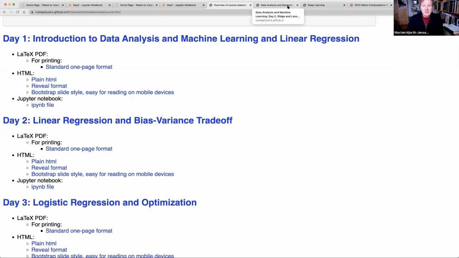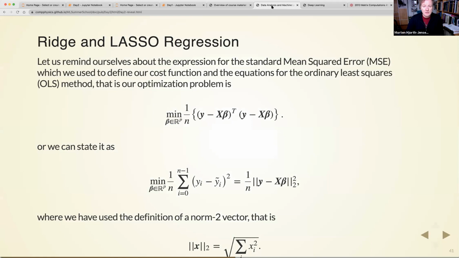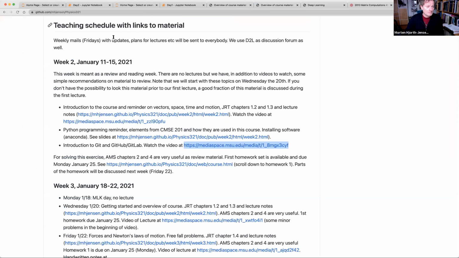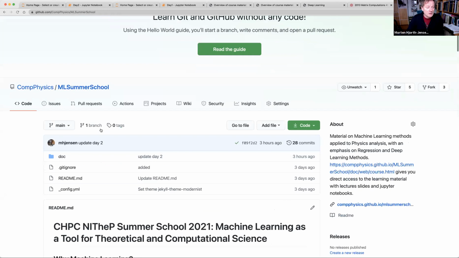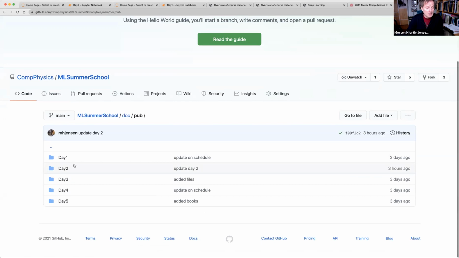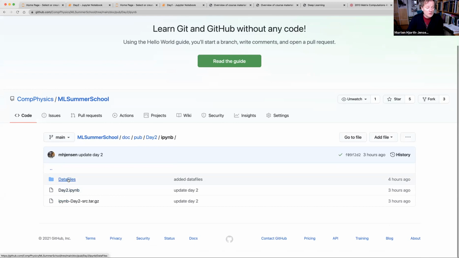I had it. Let me just go back here. So if we now go back to where we have the basic folder and the GitHub address, if you go into the different days, like in day two here, and you go to the Jupyter Notebook repository, there are data files, and these are the files I'm reading.